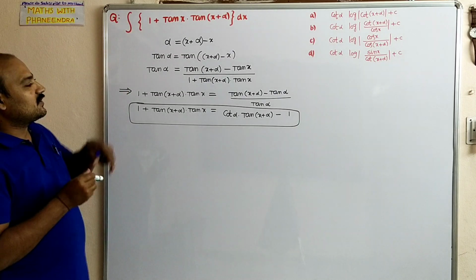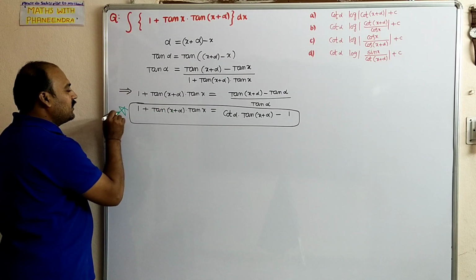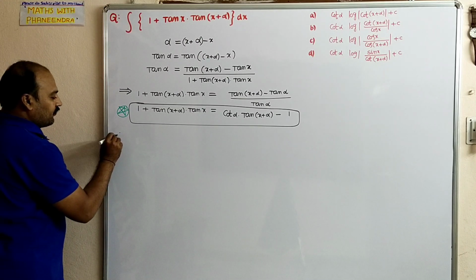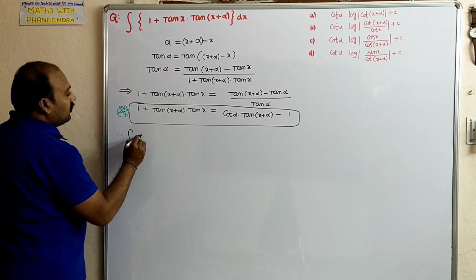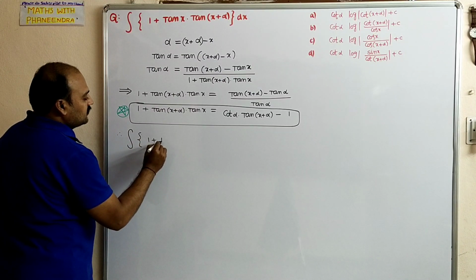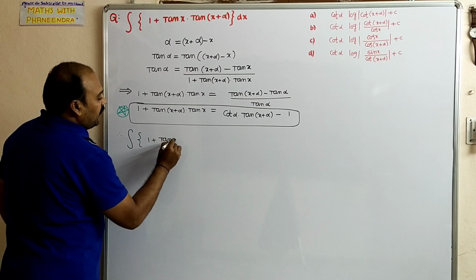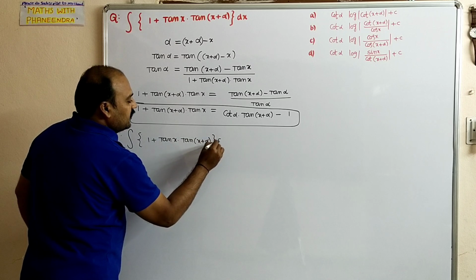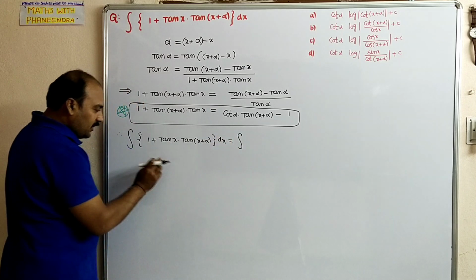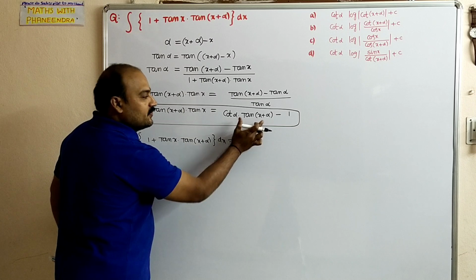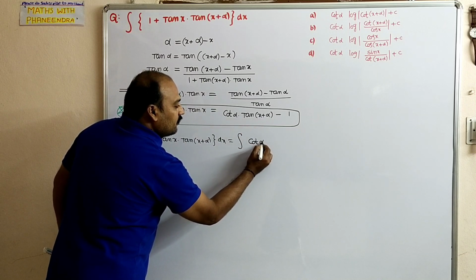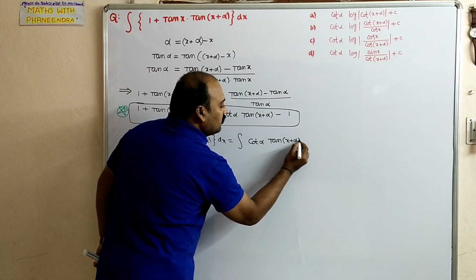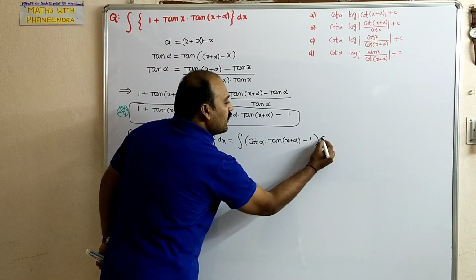Now in place of this you have to replace with this value and then integrate. Now consider the given integral of 1 plus tan x into tan of x plus alpha into dx. In place of this bracket value you have to replace with this. So it is equal to the integral of cot alpha into tan of x plus alpha minus 1 into dx.